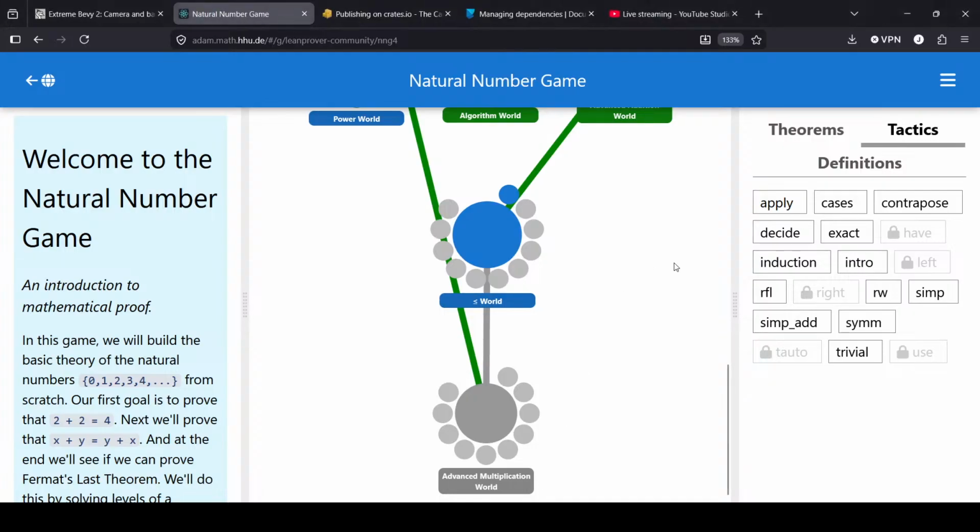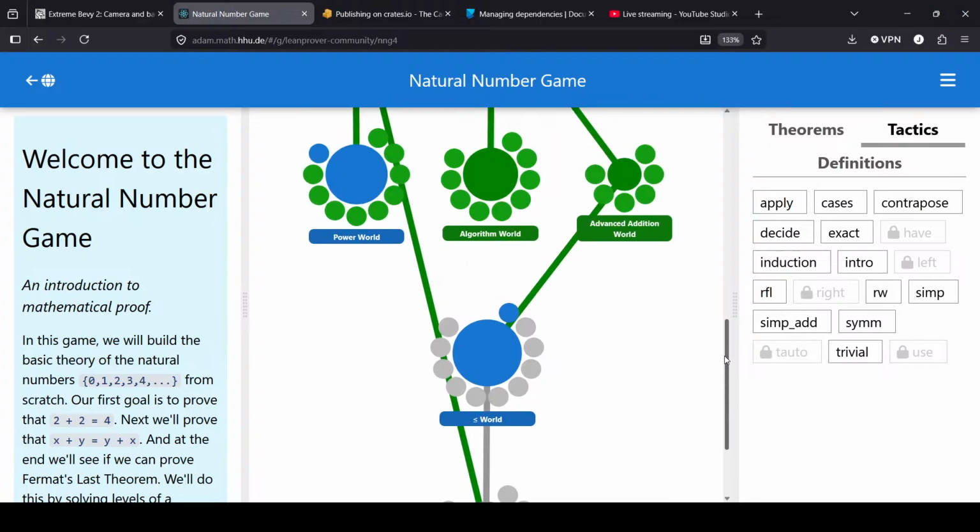Okay, there we go. I just couldn't find the right scene in OBS for some reason. I have way too many scenes.